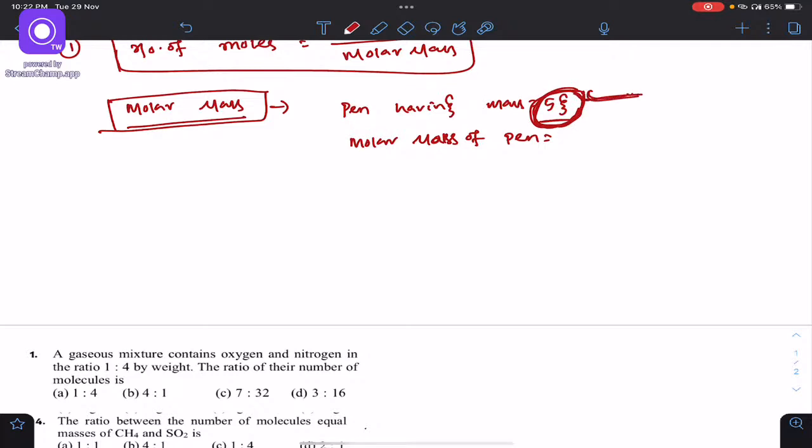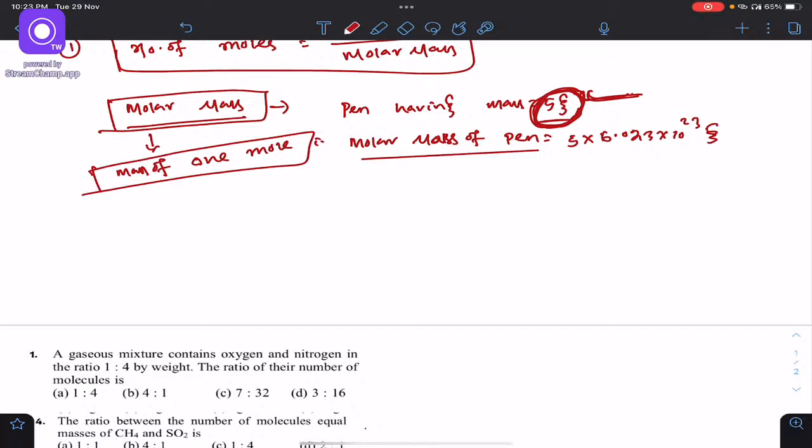The mass of one pen is 5 gram. So molar mass means 5 into 6.023 into 10 to the power 23 gram. The mass of one pen is 5 gram, so the mass of one mole of pens is that. That is the molar mass of the pen. Molar mass means the mass of 1 mole in gram.